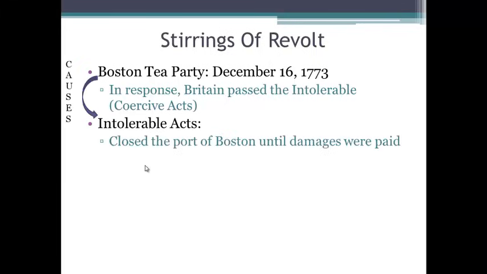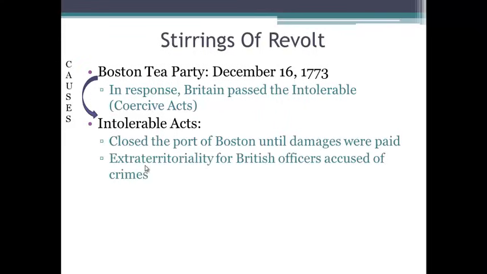And what this does is it closes the port of Boston until all the damages were paid, and it also sets up something called extraterritoriality. So you hopefully know this from China in world history, but let me give you an example. So I'm a British officer.